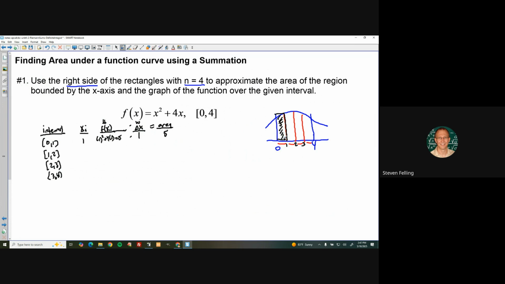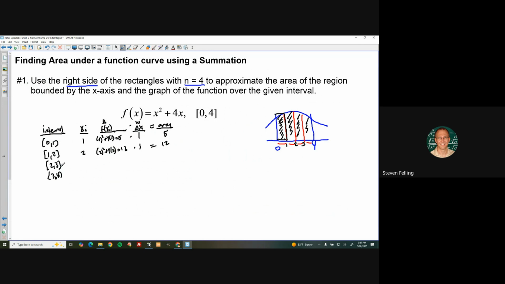And then we're just going to repeat that for each of the other rectangles. So when I move to the next one, we're going to use the right value for that x, which is 2. We're going to plug that into the function to get the height. So that is 2 squared plus 4 times 2, so that is 4 plus 8 is 12, times a width, which is also 1, equals an area of 12 in this rectangle. Now, this is not to scale, but we're just finding these individual areas.